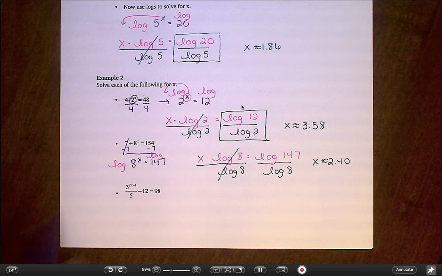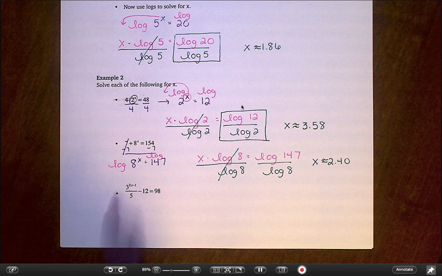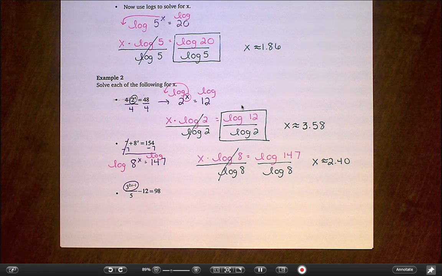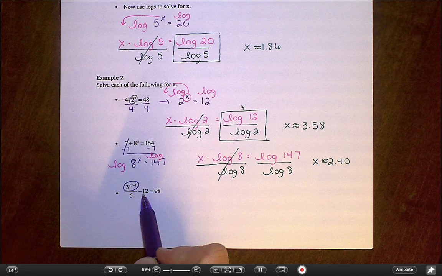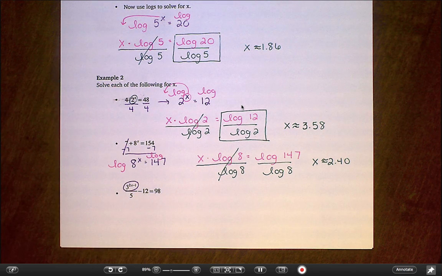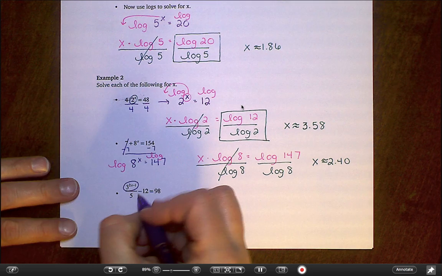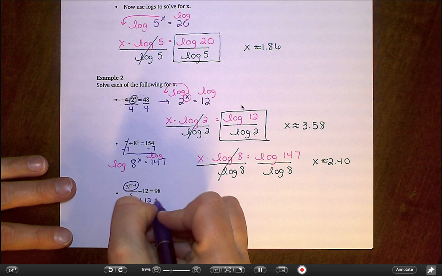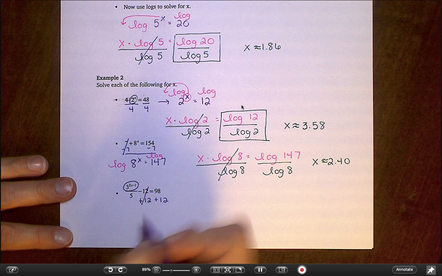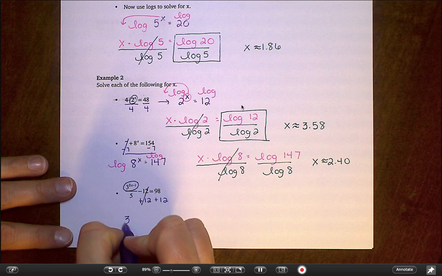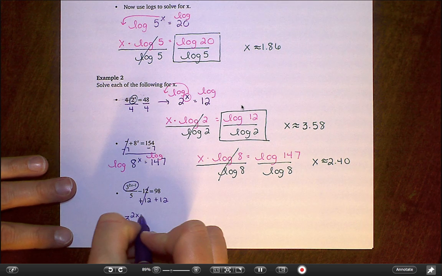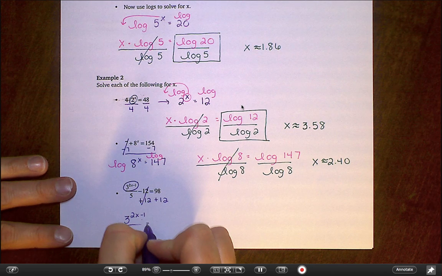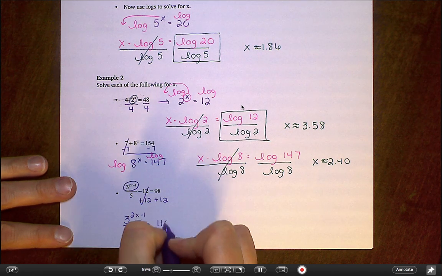This one takes a little bit more work to isolate the exponential. So this is the piece that I want isolated. That's the exponential piece. So we have to get rid of this 5 and get rid of this 12. Careful about what order you're doing that in. Remember, we always get rid of addition and subtraction first. So I'm getting rid of the 12. Let's see, 98 plus 12 is 110.